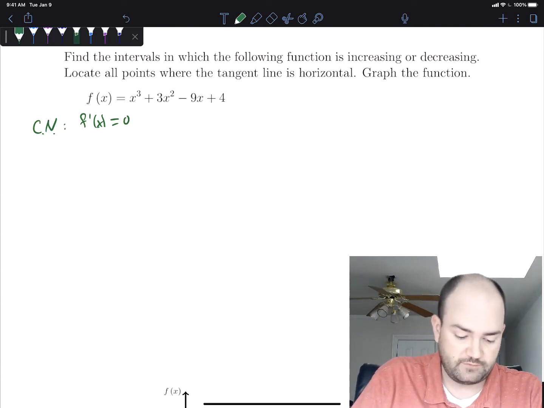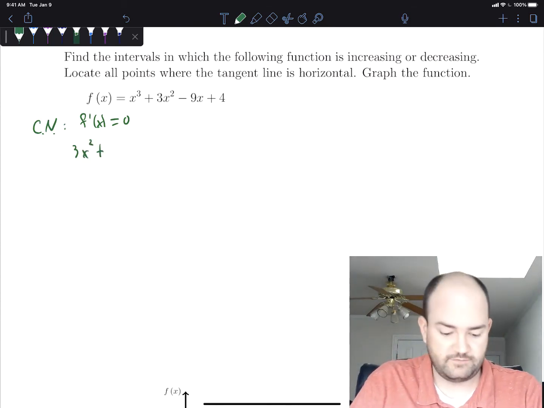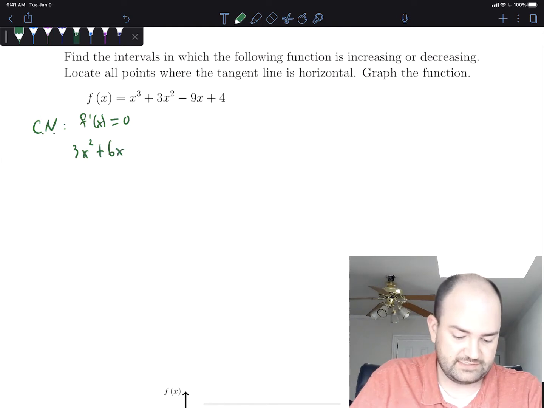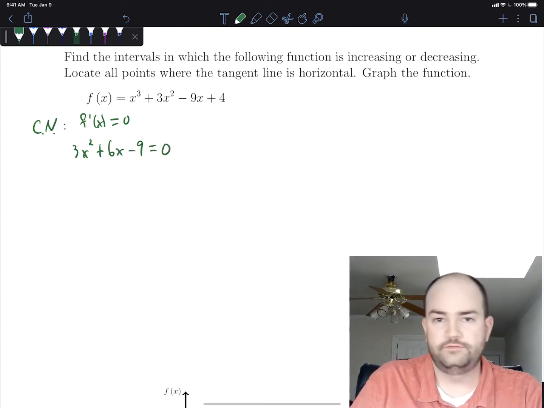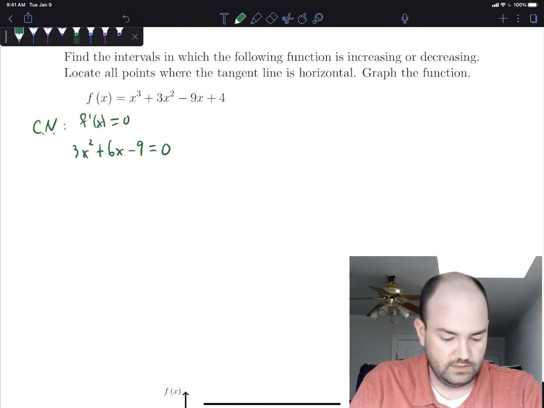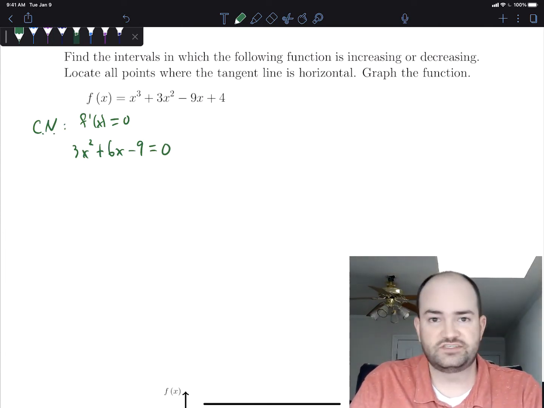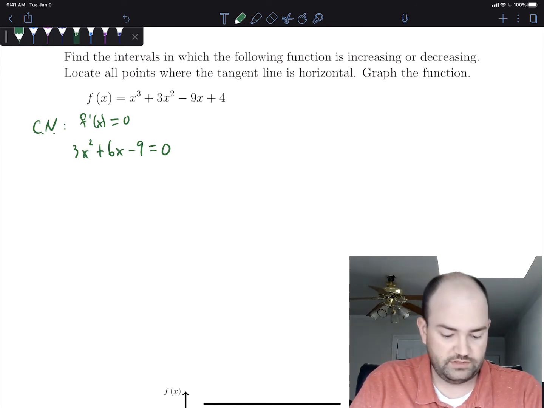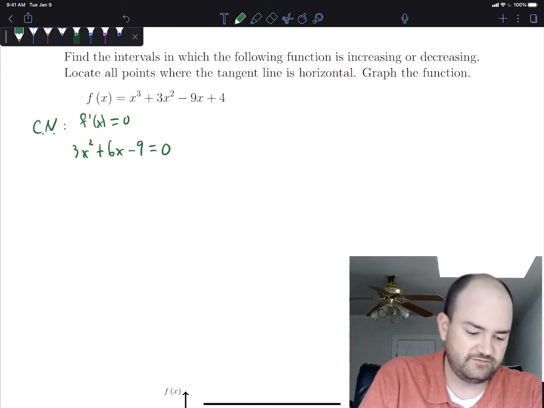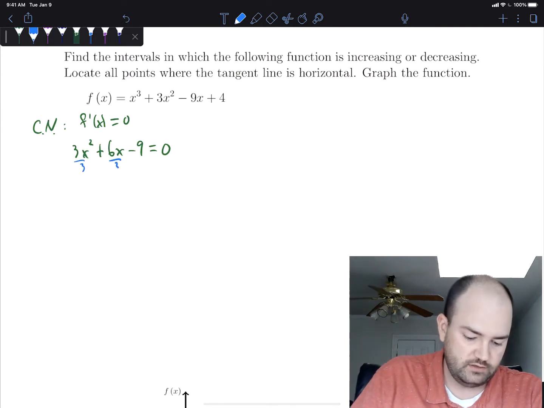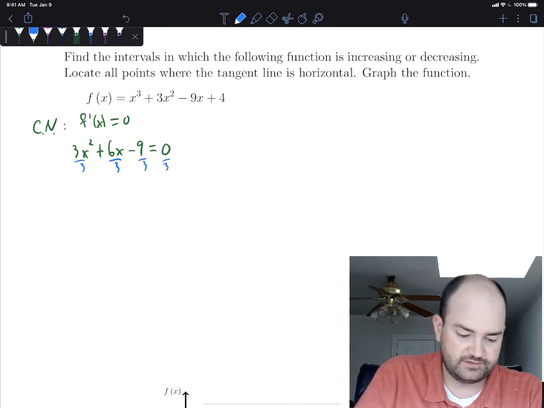So bring the 3 down in front, making that 3x squared, and then plus bring the 2 down in front, makes that 6x, and then minus 9 at the end. And all of that's equal to 0. To find the critical numbers here, because it's just a polynomial, we can just set everything equal to 0 and solve. In this case, everything's divisible by 3, so I'm going to divide everything by 3, just to make everything easier.